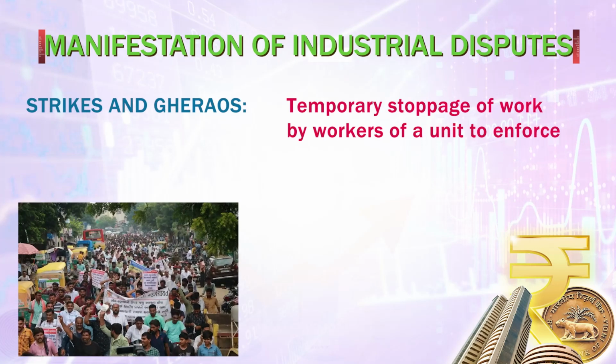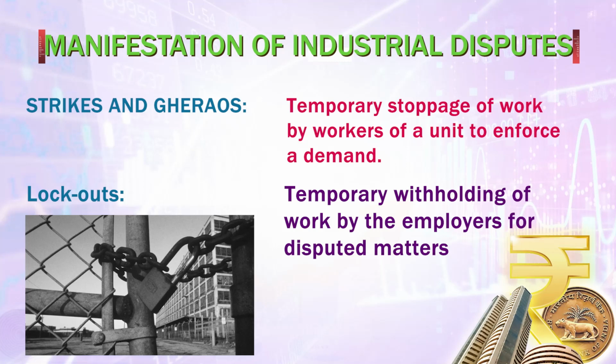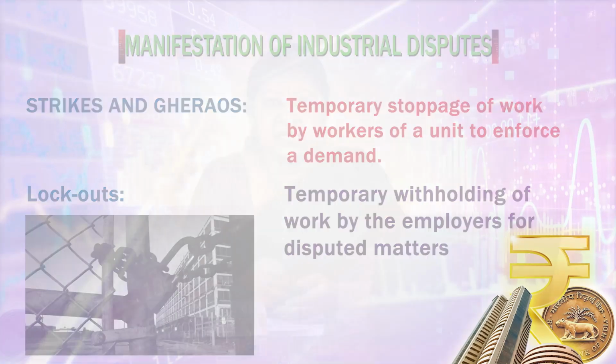The first one is strikes and gheraos, which deal with the employees. Strikes and gheraos are the temporary stoppage of work by the workers due to enforcement of some demand. And the second manifestation is lockout. What is a lockout? Lockouts are the temporary withholding of work from the workers due to the disputed matter, and these lockouts are called by the employers. So we can say that there are two manifestations which come out of industrial dispute: one is strikes and gheraos, and the other is lockout.